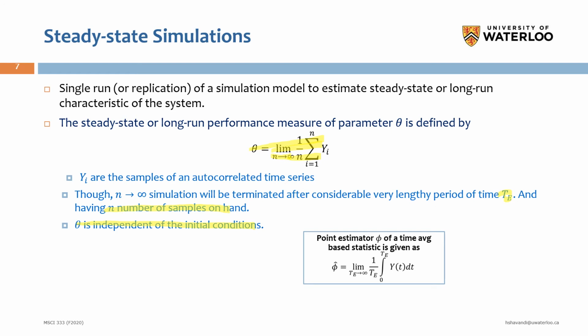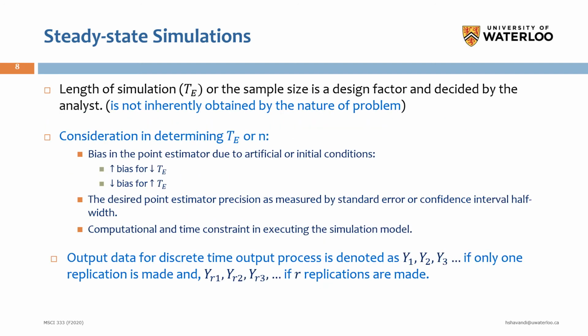And if you're dealing with a time continuous performance parameter, then we need to have phi hat, and phi hat will be calculated by this equation. Okay. So the termination time TE here is a design factor and will be chosen by the analyst. It's not inherently determined by the nature of the problem, like a bank or restaurant, for example. So in order to obtain TE here, we need to consider some concerns.